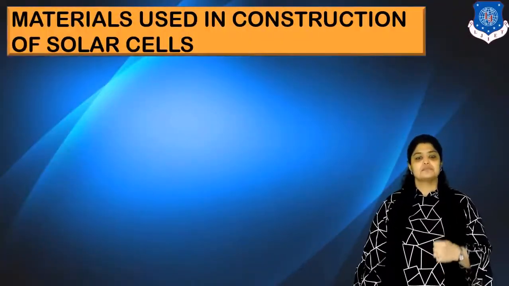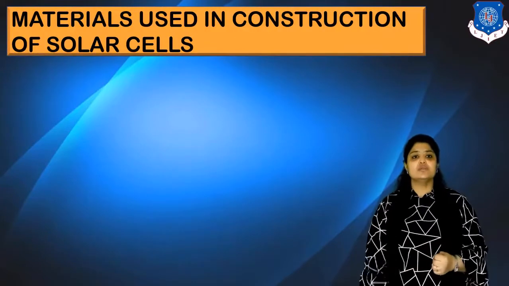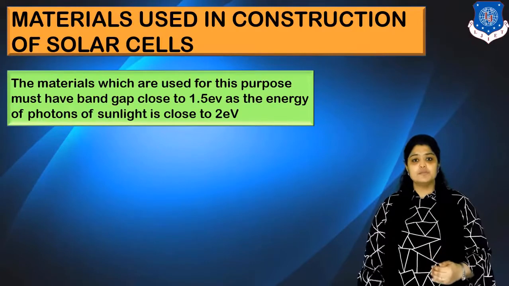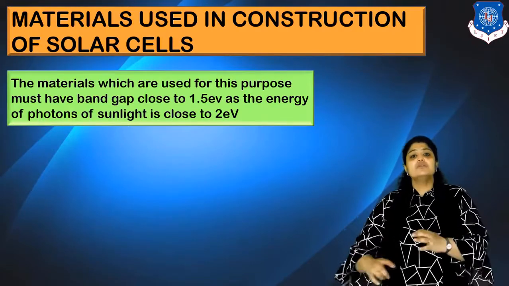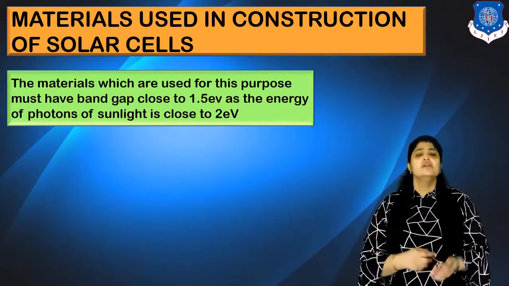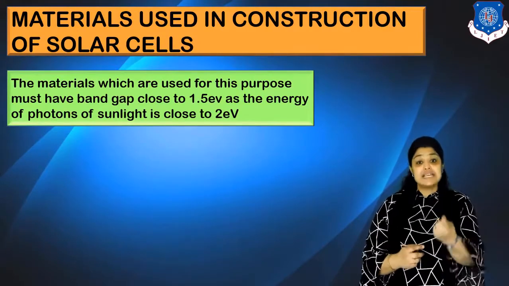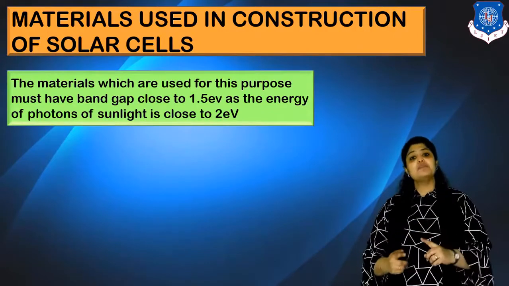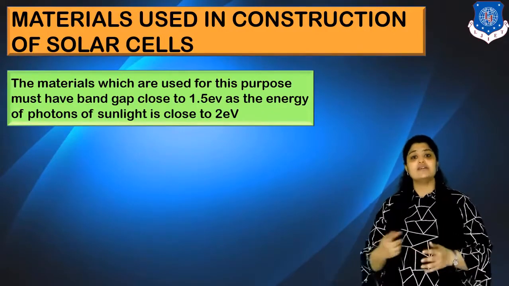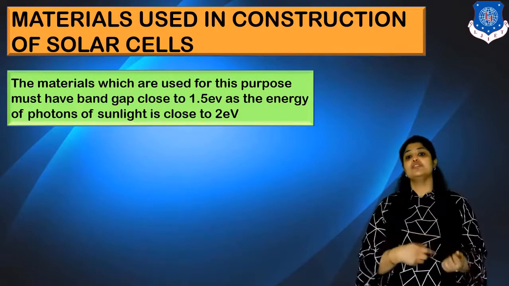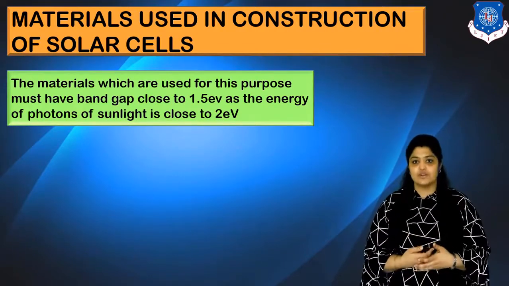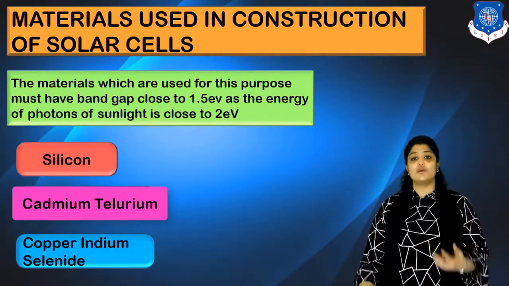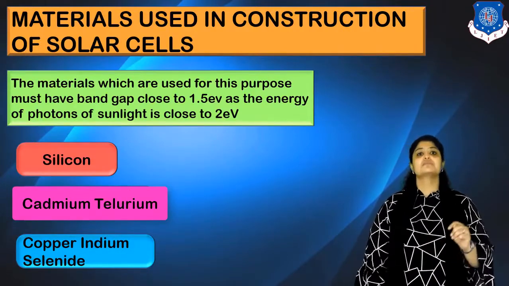Now let's see what are the materials which are used in the construction of solar cells. The materials used for this purpose should have a band gap which is close to 1.5 electron volt. Why? Because the energy of a single photon from sunlight is approximately 2 electron volt. So if you have materials with a higher energy band gap, then the energy would be insufficient for the release of electrons. Some of the materials used are silicon and copper indium selenide, that is an alloy of copper, indium and selenium.